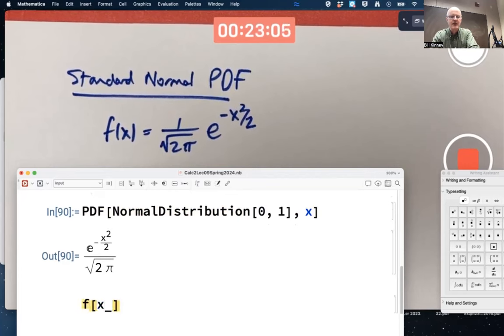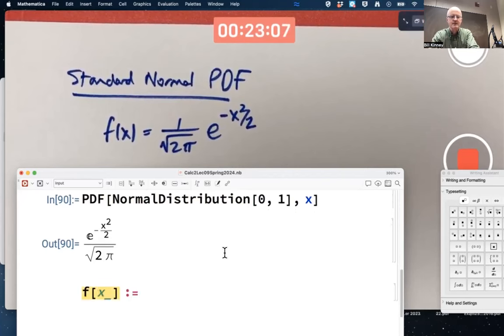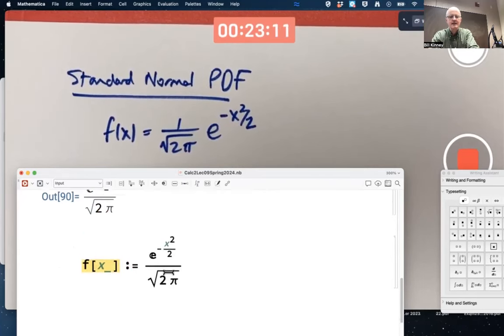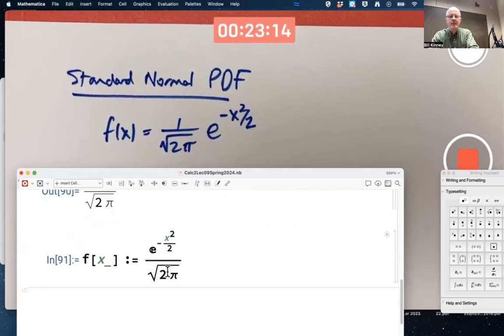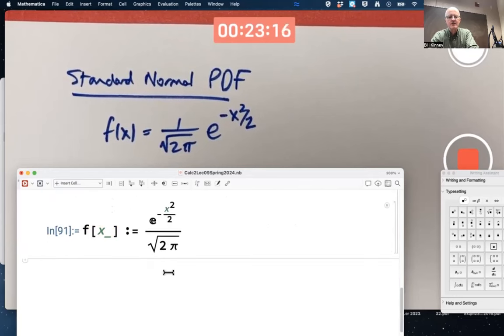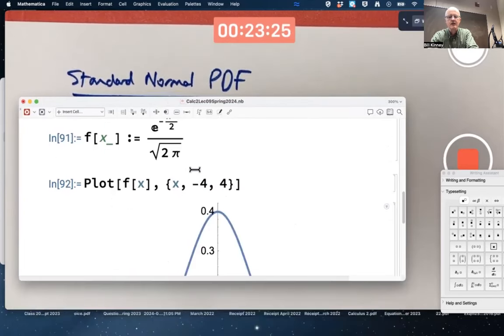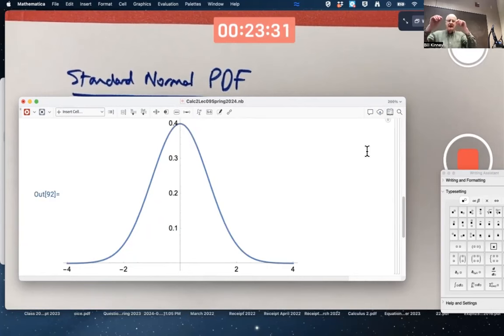I can define a function f of x to equal this quickly here by just copying and pasting like this and entering. This is a function whose graph is the classical bell-shaped curve. Looks like this. It does go toward the x-axis very rapidly as x goes to plus or minus infinity.